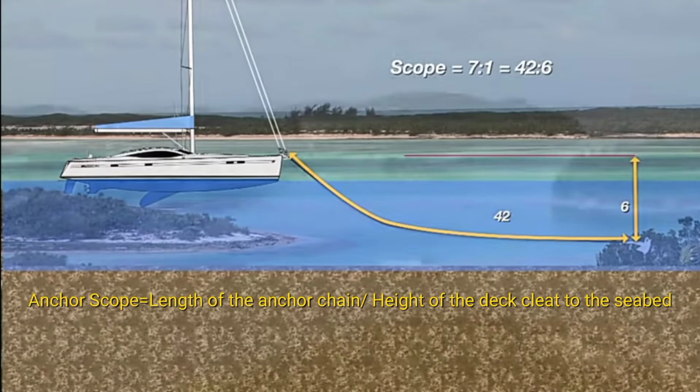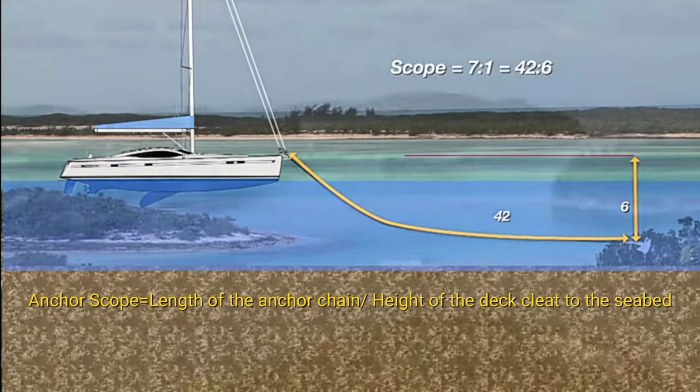Anchor scope is equal to the length of the anchor chain divided by the height of the deck cleat to the seabed. As you can see in that picture, we have 42 meters length of anchor chain and 6 meters height of the deck cleat to the seabed. We're going to divide the two. So 42 divided by 6, we have 7. So as you can see, the scope is 7:1.